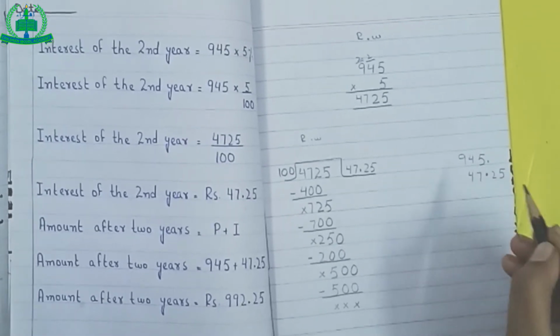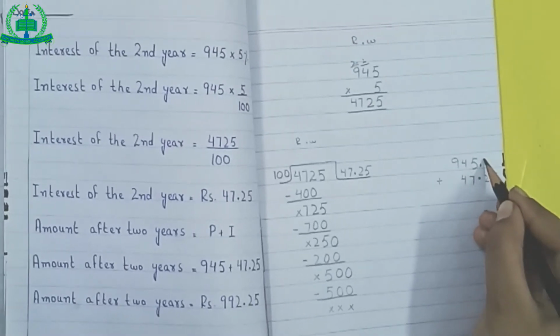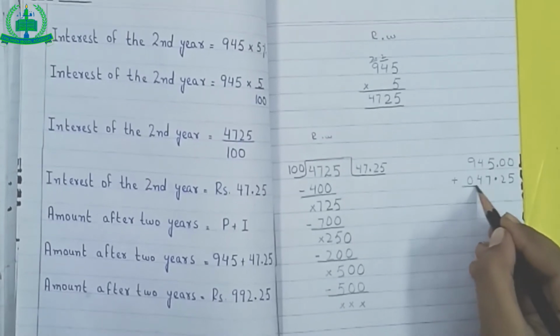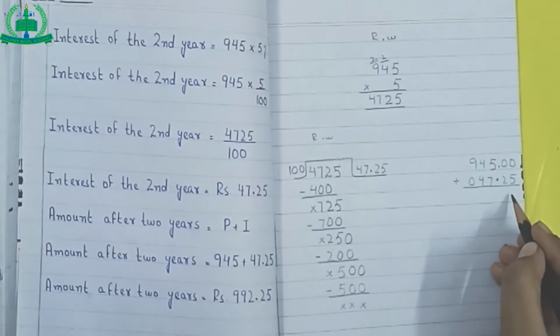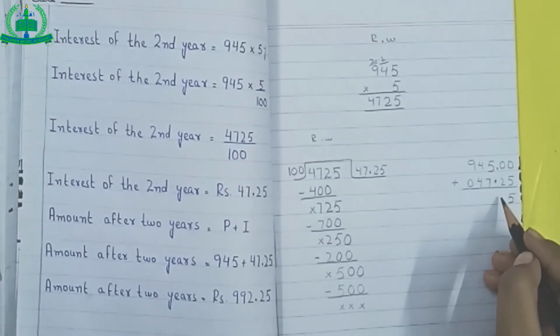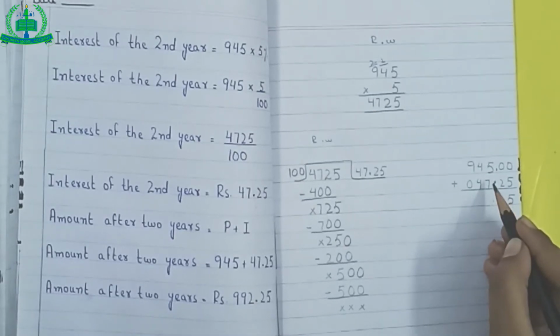47.25 plus. We put 0 to balance the digits. 0 plus 5 makes 5. 0 plus 2 makes 2. We write decimal under the decimal.